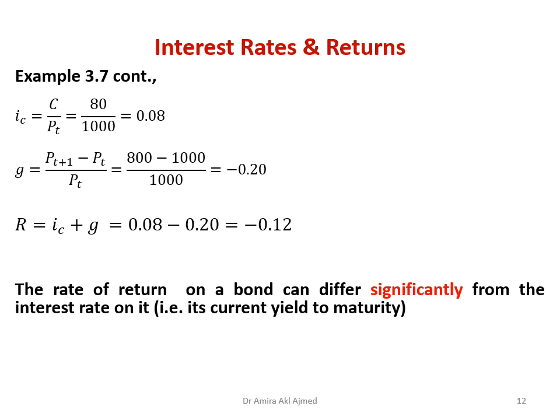In example 3.7, the current yield equals 8%. In contrast, the rate of capital gain has a negative value of 20%. Thus, the rate of return, which is the sum of both, has a negative value of 12%. This example tells us that the current yield is an accurate measure of the yield to maturity for the bond, that is the interest rate for it, but the rate of return on it can differ significantly from this interest rate.